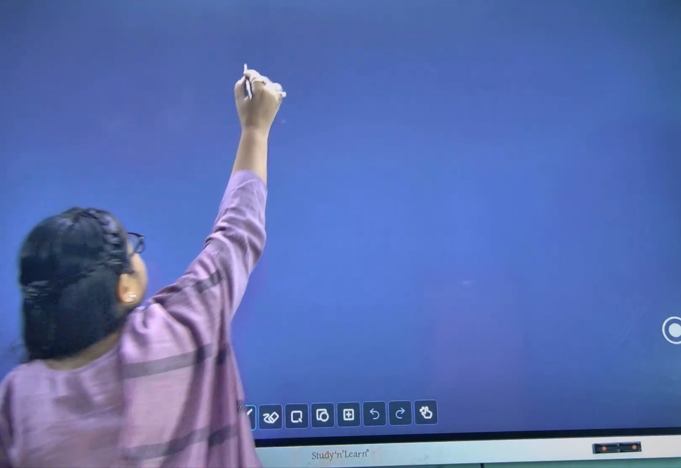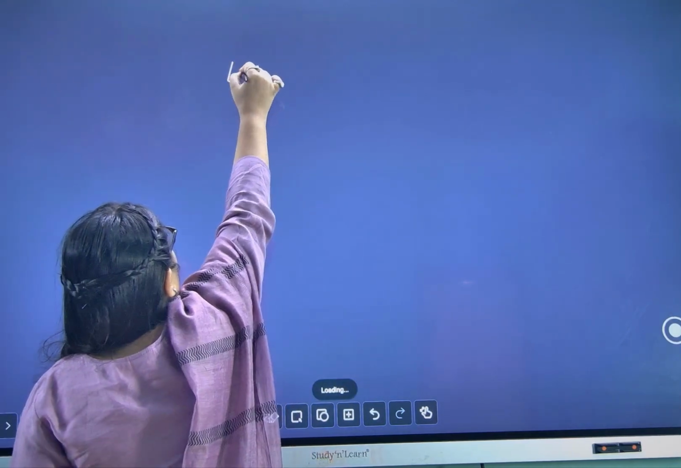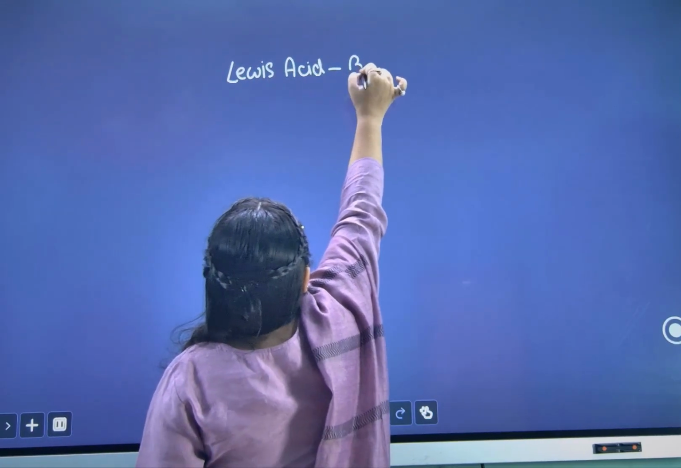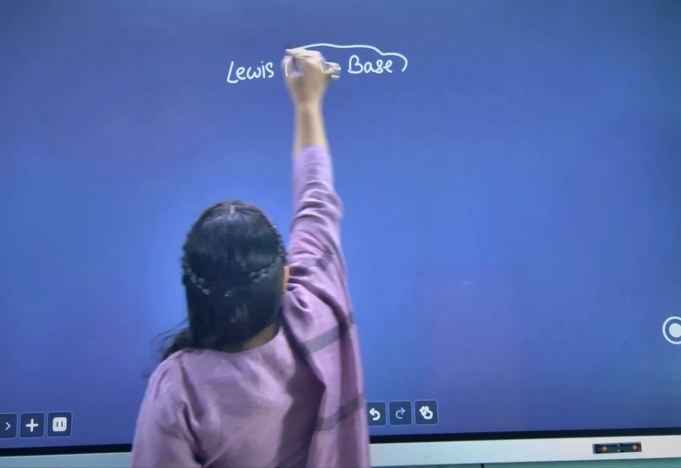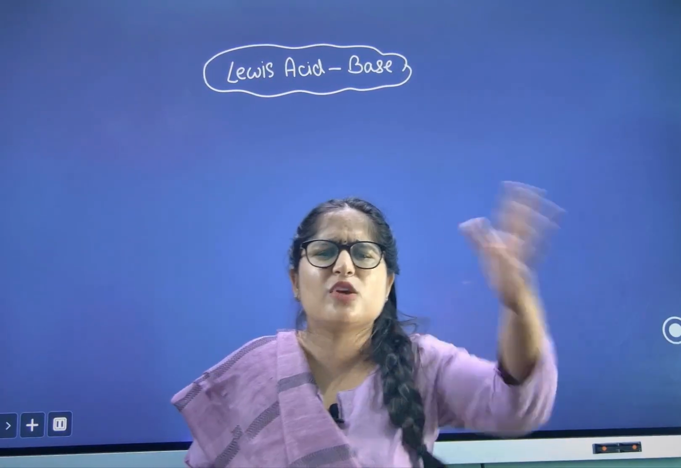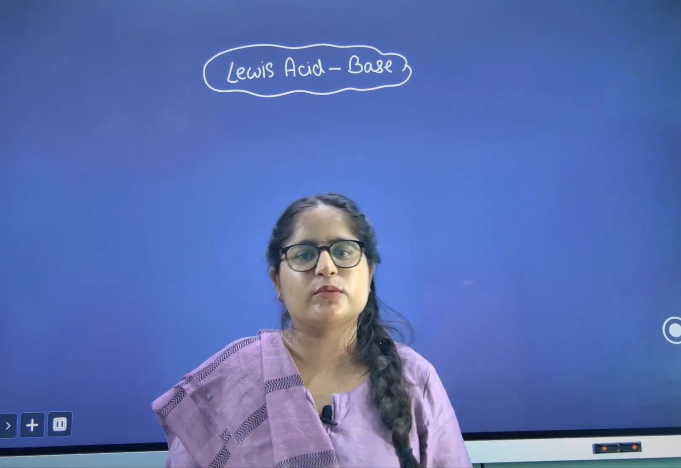What is the third concept? The third concept is the Lewis acid-base concept. What is Lewis acid? Three keywords you have to remember.